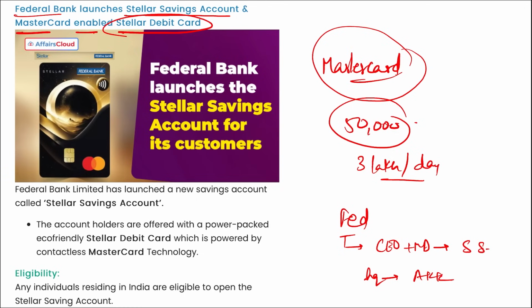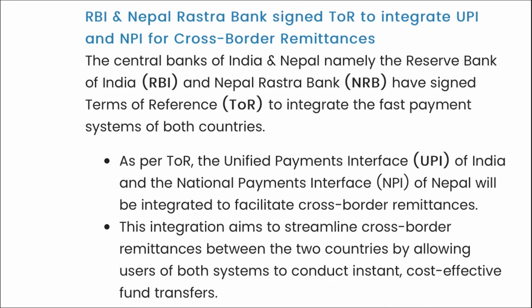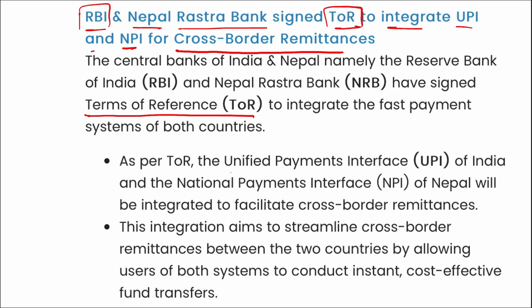Moving on, RBI and Nepal Rastra Bank have signed a TOR. What is TOR? Terms of reference, to integrate UPI and NPI for cross-border payment. What is UPI? Unified Payments Interface. What is NPI? National Payments Interface of Nepal. So remember, RBI and Nepal Rastra Bank signed a terms of reference where UPI and NPI will be integrated for cross-border remittances, right? The integration aims to streamline cross-border remittances between the two countries by allowing users of both systems to conduct instant, cost-effective fund transfers, right?